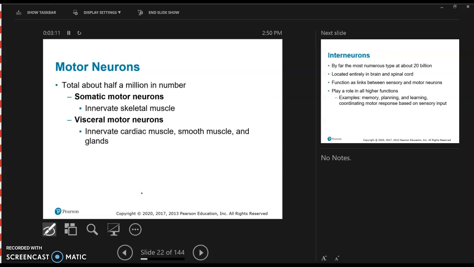And motor neurons are the neurons that lead away from the central nervous system and send information to effectors so that there will be a response to that sensory information. There's about 500,000 motor neurons. If they are somatic motor neurons, that means that they stimulate or innervate skeletal muscle. If they're visceral motor neurons, that means they innervate cardiac muscle, smooth muscle, and glands.